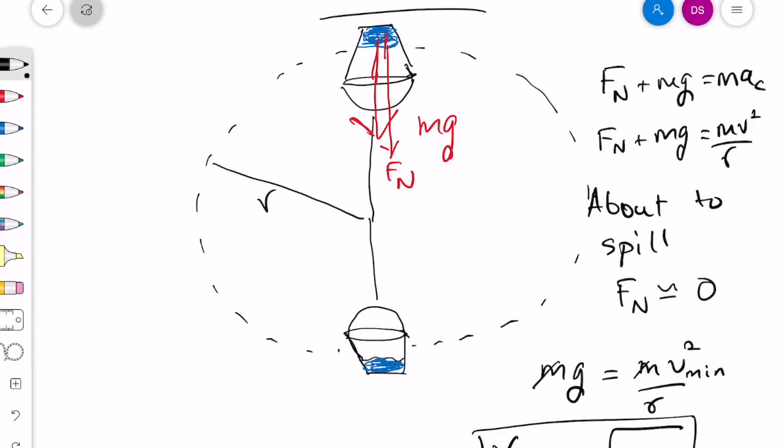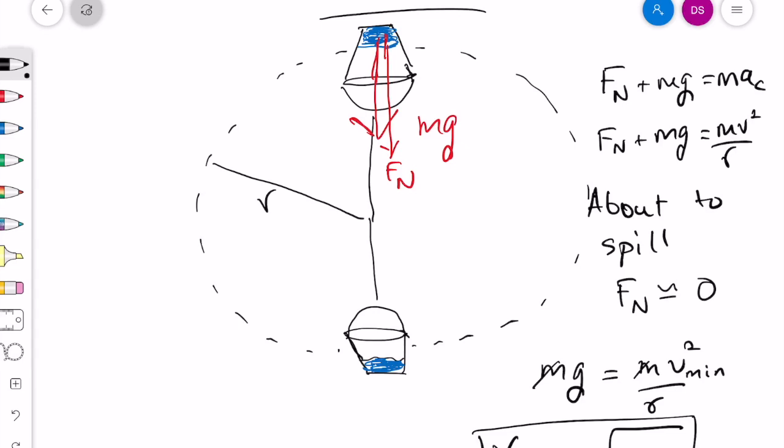All right, so that concludes our discussion of centripetal force. Basically, the idea is that whenever an object goes around in a circle, there has to be some force or some combination of forces which point towards the center of the circle. This combination of forces is called the centripetal force, and it's responsible for keeping the object in a circular path.